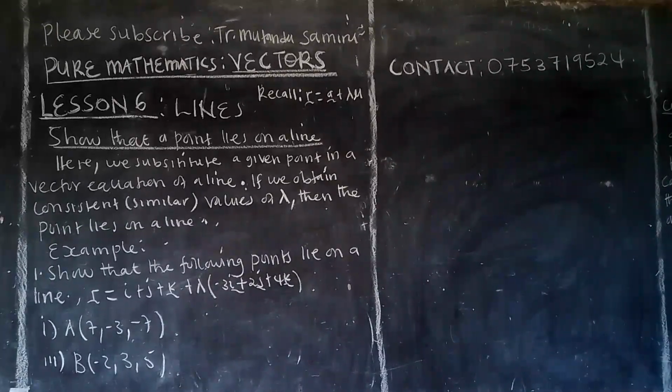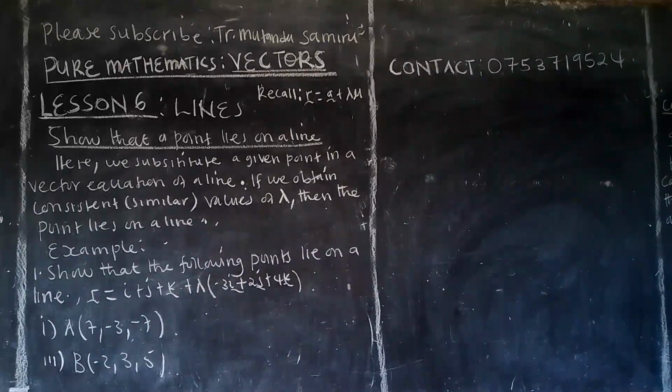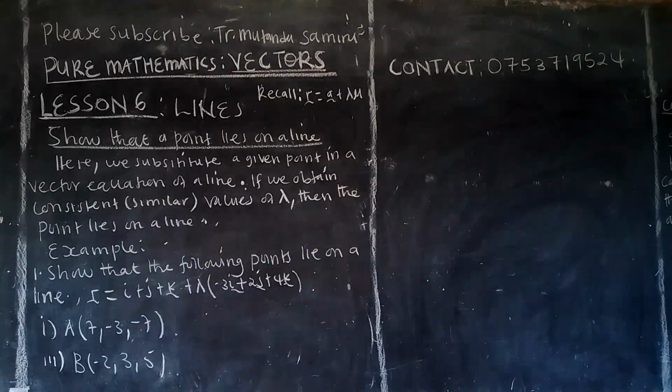All right, so now let's look at another example: show that a point lies on a line. To show that a point lies on a line, we substitute the given point in the vector equation of the line. Then, if we obtain consistent values of lambda, we can say the point lies on the line. So you substitute that point in the vector equation of the line, and when you see that the value of lambda is the same, you conclude that the point lies on the line.